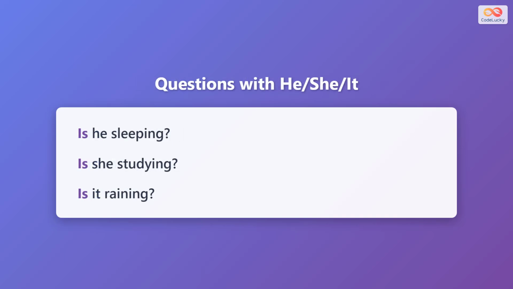When we make questions with he, she, or it, we use the word is instead of are. For example, is he sleeping? This asks if he is sleeping right now. Is she studying? This asks if she is studying at this moment. Is it raining? This asks about the weather happening now. Remember, with he, she, and it, we always use is.